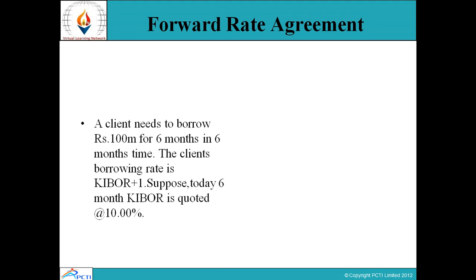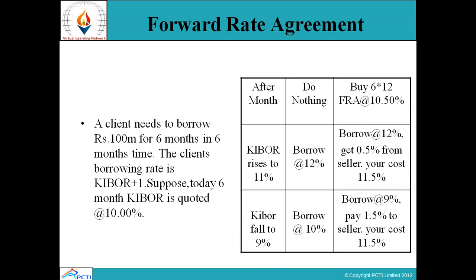Forward rate agreement. A client needs to borrow rupees 100 million for 6 months. In 6 months' time, the client's borrowing rate is KIBOR plus 1. Suppose today 6 month KIBOR is quoted at 10%. After 6 months, do nothing, buy a 6 into 12 FRA at 10.50%.